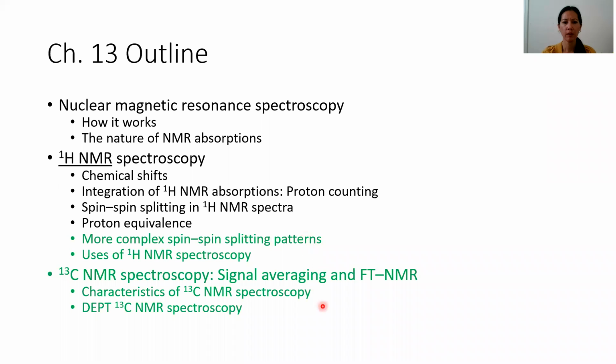Hello students, so we are finishing up chapter 13, and this is still structure determination, NMR. We're going to focus on a little bit more complex splitting patterns for the proton NMR, and then we're going to go into more of an analysis of the C13 NMR. You can just take a look here, just what I said.